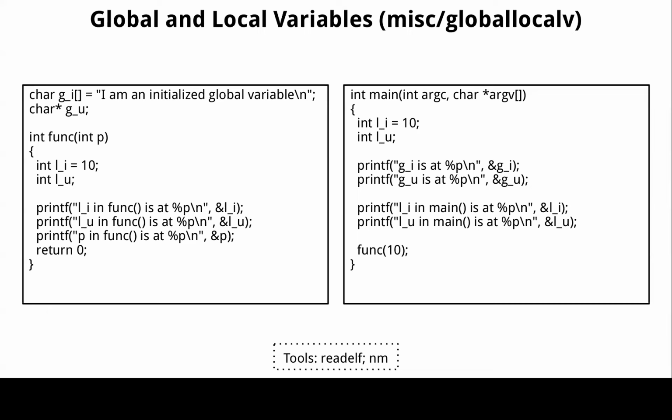Then the main function just calls func, and we put the parameter 10 here. Then we call printf 3 times. It prints out the addresses of two local variables. It also prints out where the function itself is, then just a return.